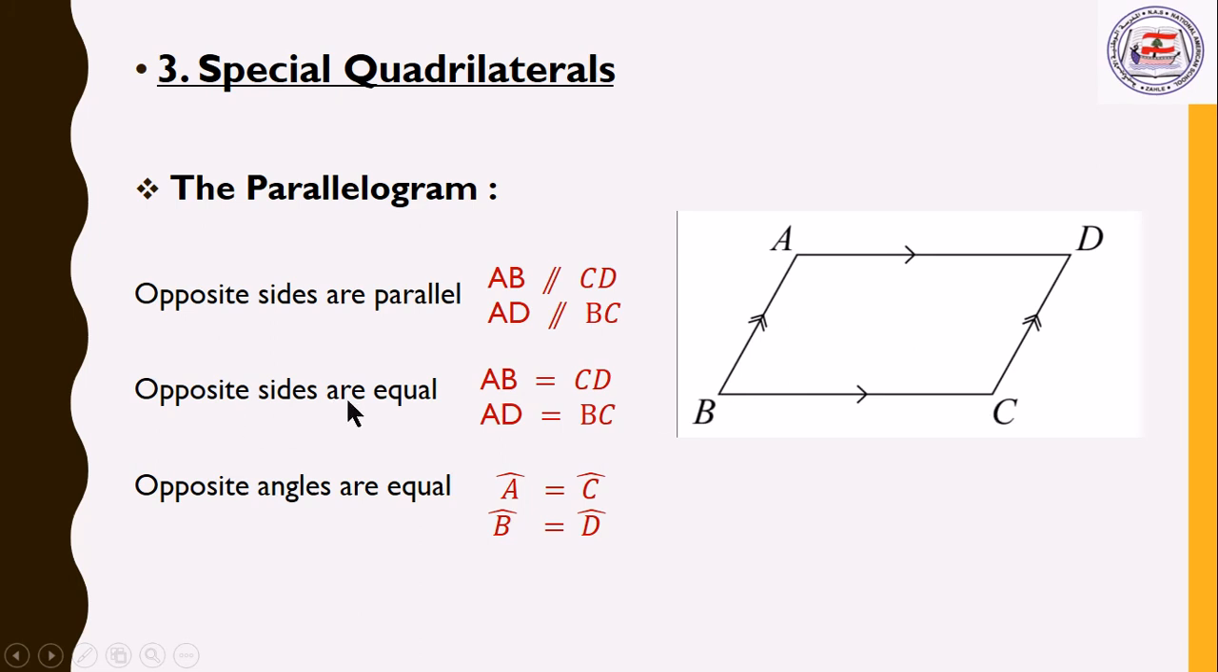Also, opposite sides are equal. AB is equal to DC or CD. AD is equal to BC. So these are parallel and also they are equal, opposite to each other. Opposite angles are equal. Angle A is equal to angle C. Angle D is equal to angle B. You will see this later. You have to memorize the properties of every quadrilateral. This is the parallelogram.